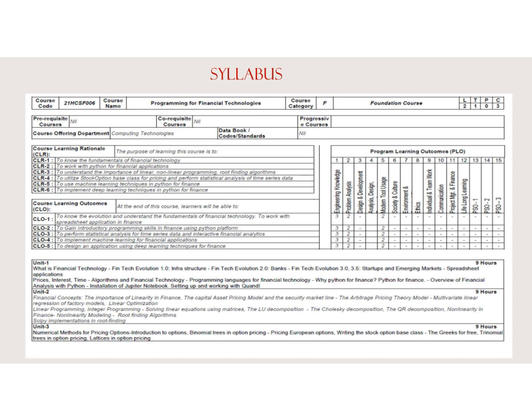The second unit covers financial concepts, linearity in finance, pricing models, optimization techniques, and route-finding algorithms using Python libraries like SciPy. The third unit focuses on numerical methods for pricing options, including binomial trees, pricing European options, and writing stock option base classes. Throughout, the course integrates problem-solving, programming, and analytical skills to equip learners for financial technology challenges.